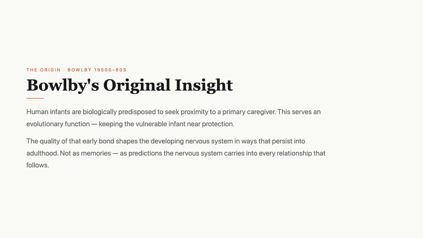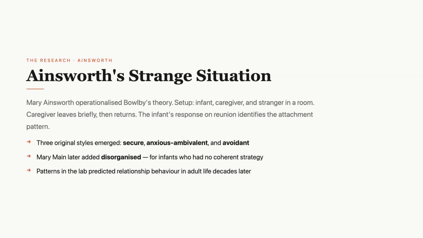Mary Ainsworth operationalized Bowlby's theory. The strange situation: infant, caregiver, and stranger in a room. Caregiver leaves briefly, returns. How the infant responds on reunion identifies the attachment pattern. Three original styles emerged: secure, anxious ambivalent, and avoidant. Mary Main later added disorganized.